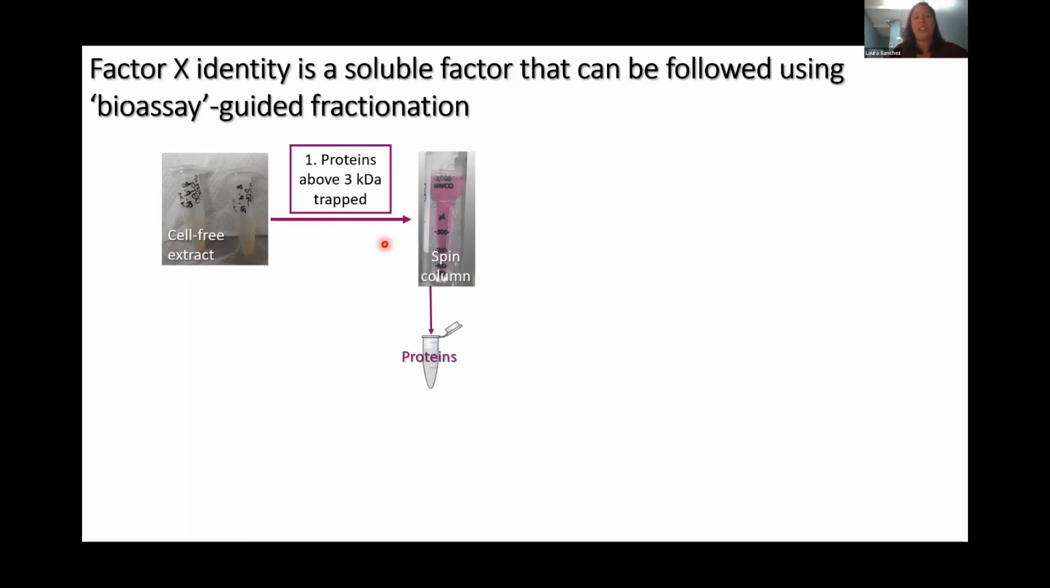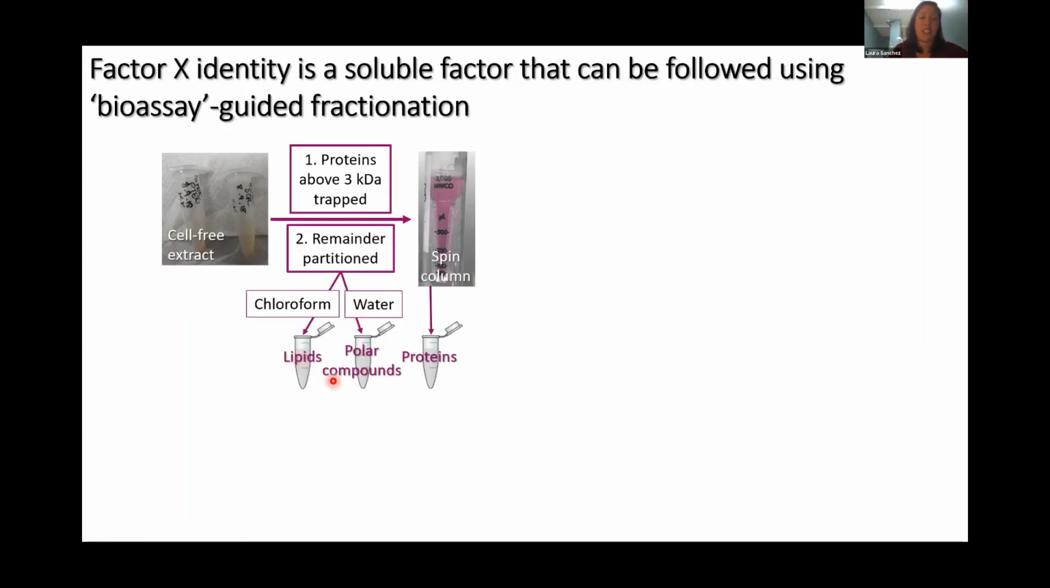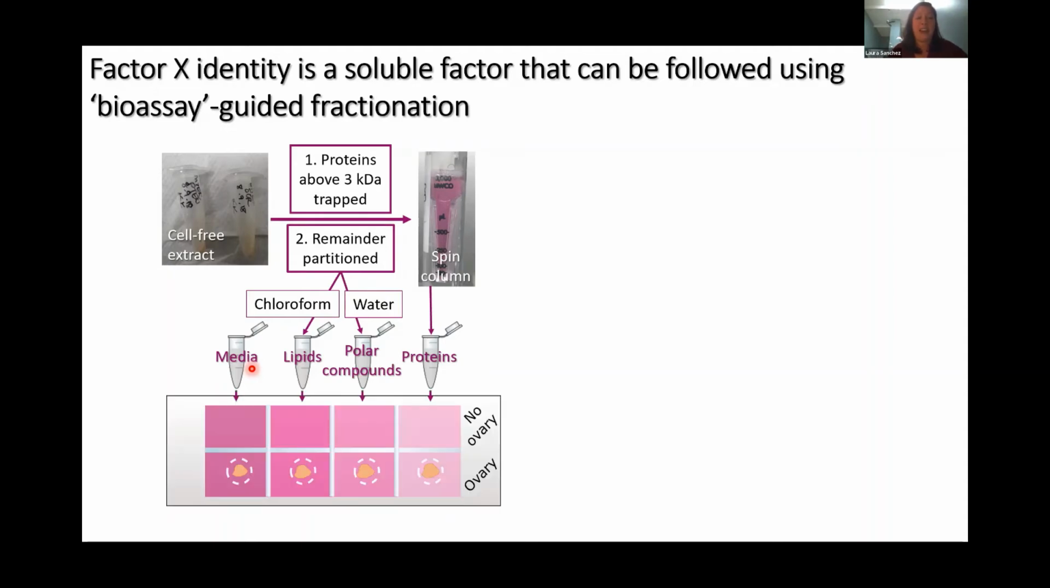And then we took essentially the flow through and partitioned that using chloroform and water. So we have essentially what we believe is a lipid, a polar compound, and then just the media itself to check what's going on. And so to do bioassay guided fractionation, you have to have a solid readout. And so for us, we rationalized that presence of norepinephrine was actually going to be a nice readout for us.